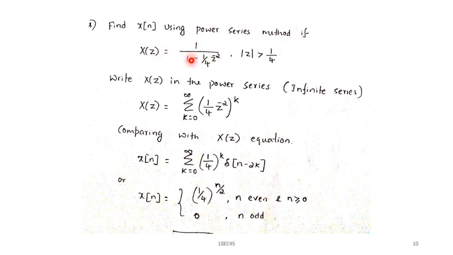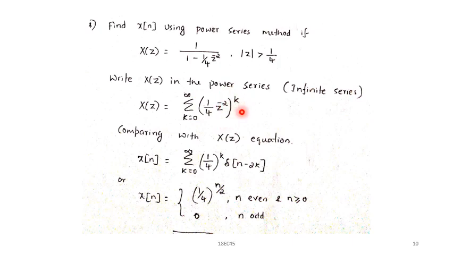If x of z is equal to 1 by 1 minus 4 z inverse, the magnitude of z is greater than 1 by 4. The ROC is also mentioned here. And I can express or write x of z in terms of a power series, so it is an infinite series. You can observe this equation, 1 by 1 minus 1 by 4 z to the power minus 2 with ROC magnitude of z greater than 1 by 4 given. If I use an infinite series expression, I can write this directly as x of z equal to the summation from k from 0 to infinity of 1 by 4 z to the power minus 2, to the power k.